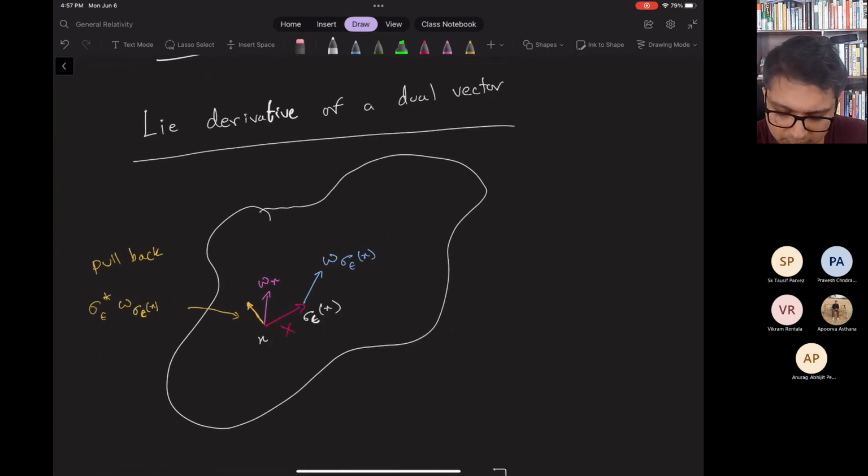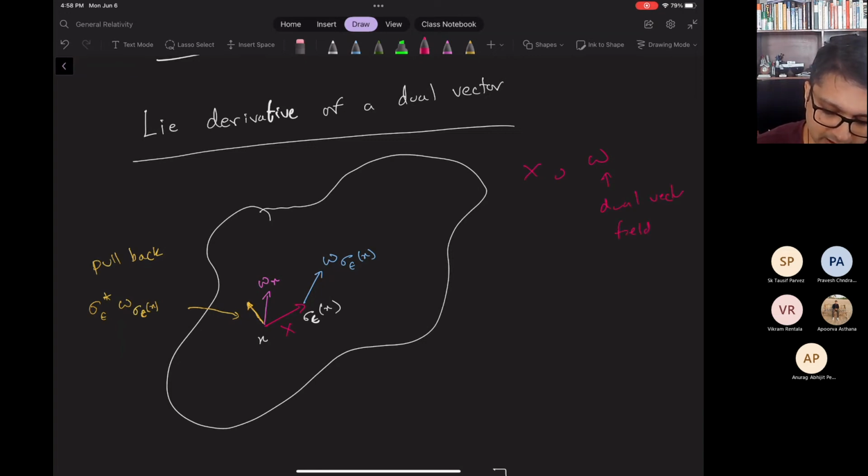So the next thing we'll do is evaluate the Lie derivative. We have now evaluated the Lie derivative of vectors. Now what we'll do is evaluate the Lie derivative of a dual vector. So again, imagine that we have a vector field X and a dual vector field omega.